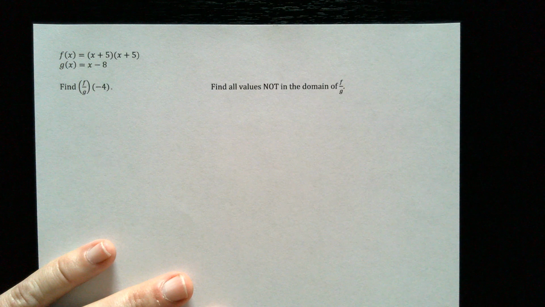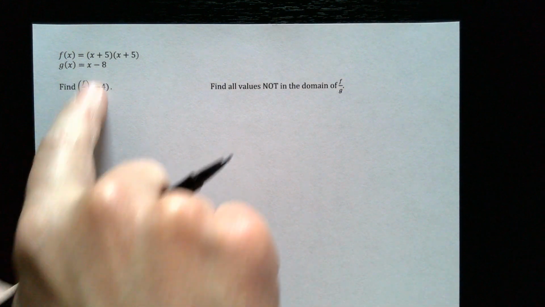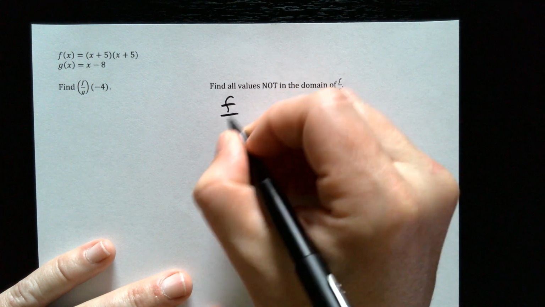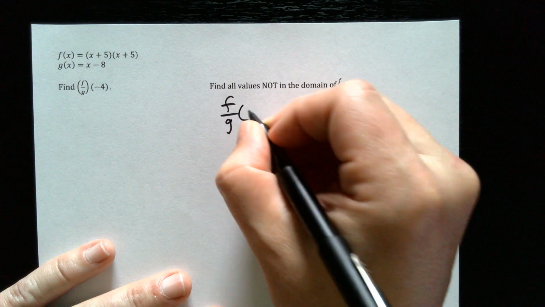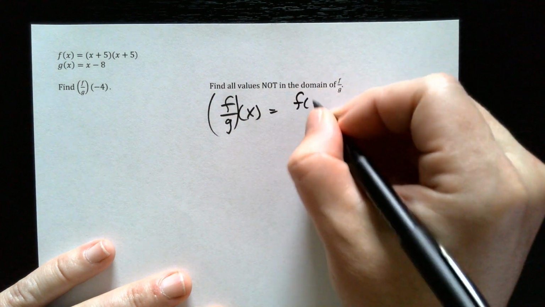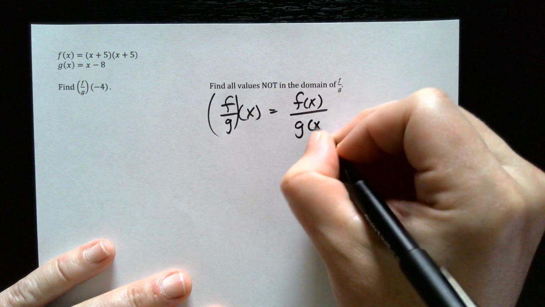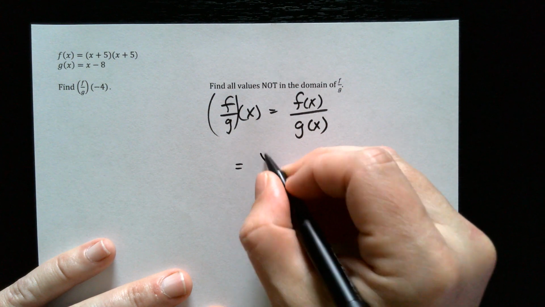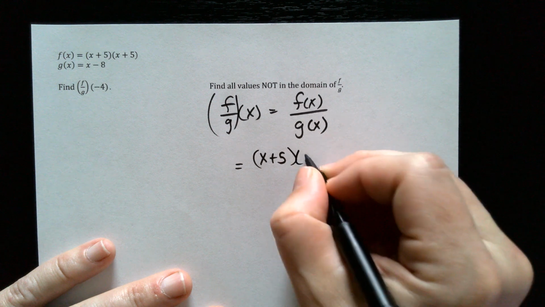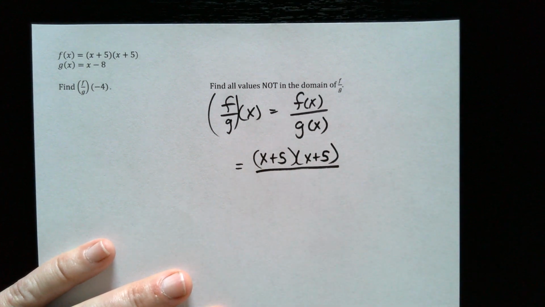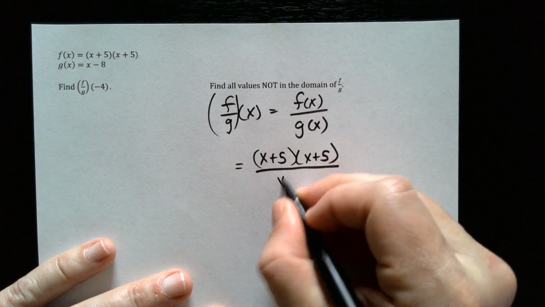Okay, for our last problem on this, we're asked to find f divided by g of -4. So the first thing I'm going to do is find f divided by g of x, right? Okay, so that is f of x divided by g of x. Okay, so what is f of x? That is x plus 5 times x plus 5, which by the way is the same as x plus 5 squared, if you want to simplify it, you don't have to. And then g of x is x minus 8.